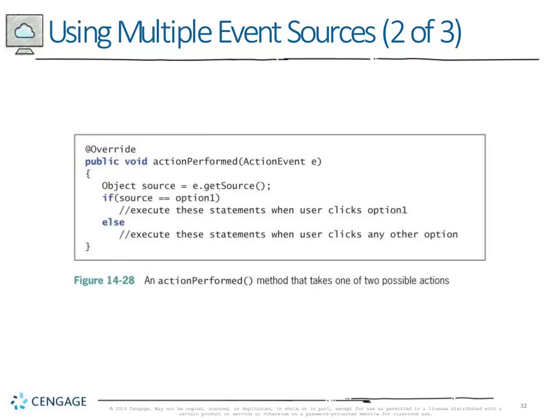For example, in this class, if we have two JButtons named option1 and option2, then in the actionPerformed method, we can say Object source equals e.getSource. So it will return which source. And if source is option1, we execute those statements. Otherwise, we execute other statements. So the Boolean source equals the name of the object can identify the exact source.